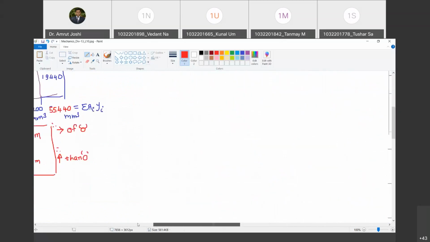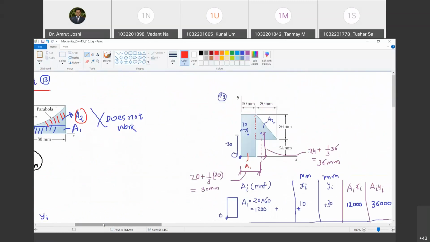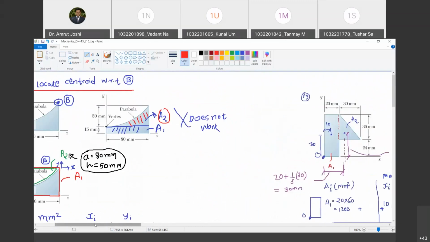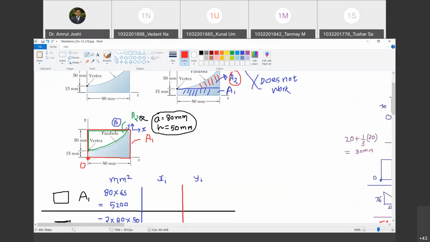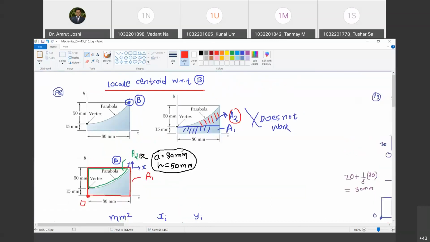But in this case, I am not going to do that. Instead, I am going to consider this bigger rectangle as A1. Happy? Yes, sir. And then this area of parabola as A2. Happy? Yes, sir. So you can choose either of these two in this particular problem.